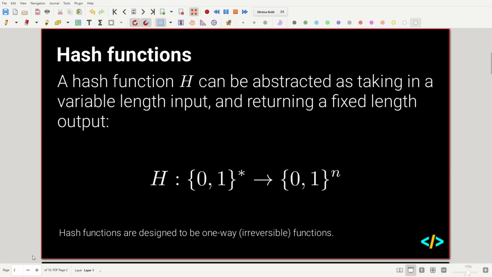Another thing to note is a hash function is designed to be one way, and it's designed to be irreversible. So we can't undo a hash function if it's a good hash function.